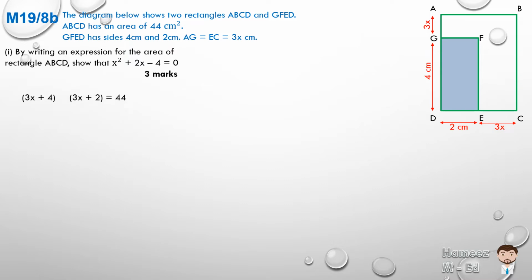And if we expand the brackets on the left hand side, we can multiply the first term by the first term. 3x by 3x is 9x squared. We can multiply the first term by the last term. 3x times 2 gives us plus 6x.